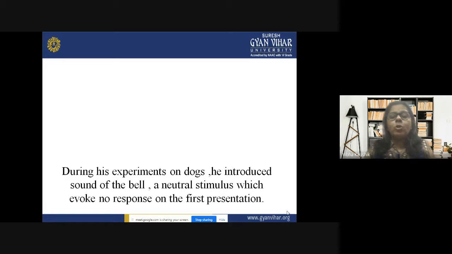During his experiments on dogs, Pavlov introduced the sound of the bell. He called the sound of the bell a neutral stimulus, which evoked no response on the first presentation. Now, what happened when the sound of the bell was presented before the dogs? The dogs did not salivate. Means no response was given by the dog when the sound of the bell was presented the first time.